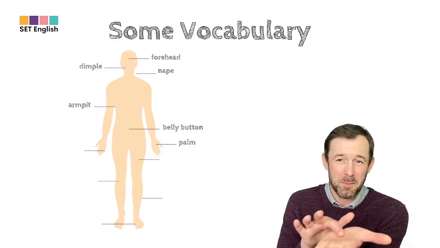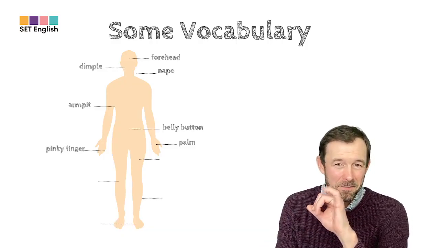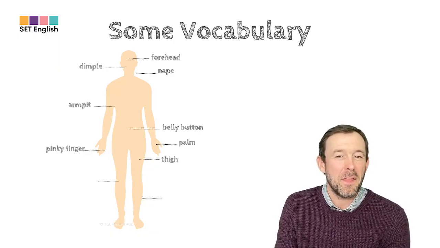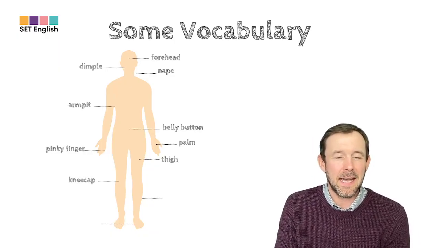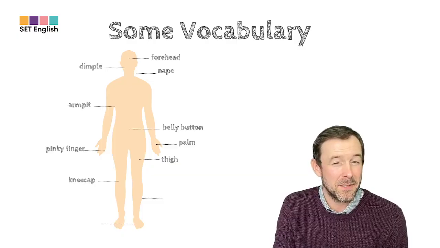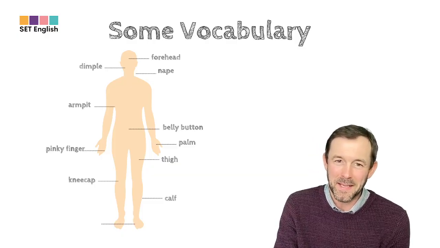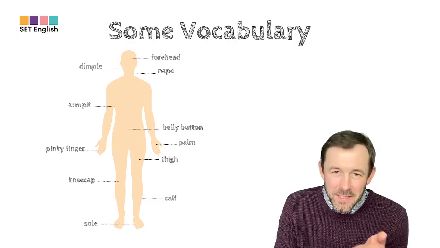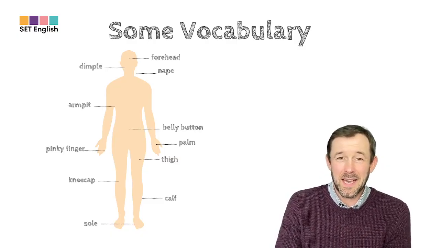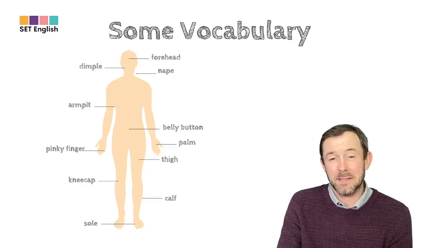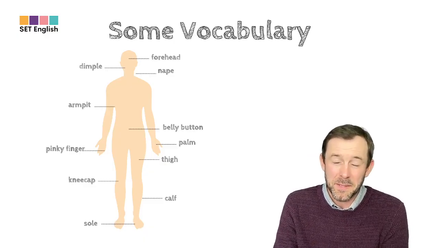Here we've got the palm of your hand, okay? We've got pinky finger, which is here. The thigh, that front muscle at the top of the thigh. Kneecap, otherwise known as the patella, okay? Then you've got the calf muscle at the back of the lower leg, and underneath your foot, you've got the sole. Now, these are the kinds of vocabulary that we should be using in certain parts of OET.